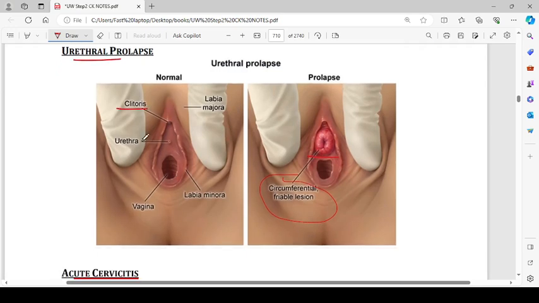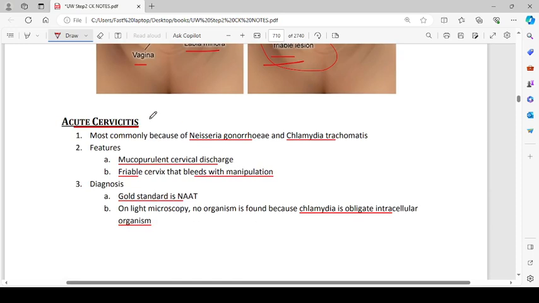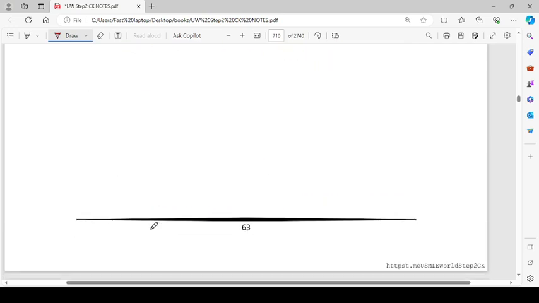This is the clitoris, urethra, labia majora, vagina, and labia minora, and this is a prolapsed urethra, a circumferential tribal lesion. Acute cervicitis is most commonly because of Neisseria gonorrhea and Chlamydia trachomatis. Features include mucopurulent cervical discharge, and a friable cervix that bleeds with manipulation. The gold standard for diagnosis in cases of acute cervicitis is the nucleic acid amplification test. On light microscopy, no organism is found because chlamydia is an obligate intracellular organism.